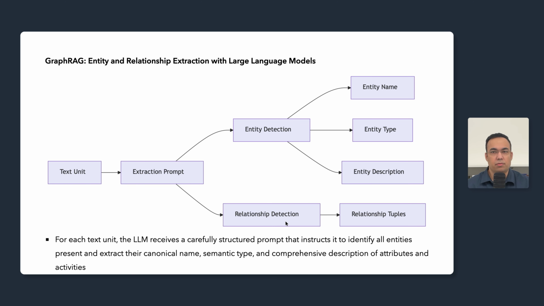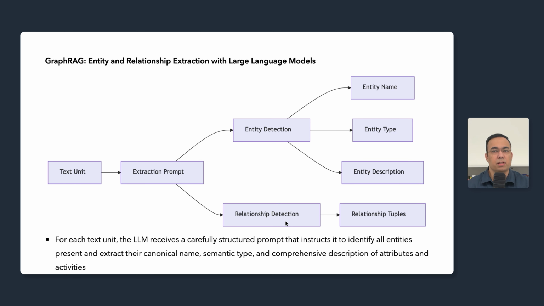Let's talk about how GraphRAG uses large language models to extract entities and relationships from your documents. For each text unit, the LLM receives a carefully structured prompt with specific instructions. The prompt asks the LLM to identify all entities present in the text and extract three pieces of information for each entity. First, the canonical name of the entity. Second, the semantic type, such as person, organization, location, event, or concept. Third, a comprehensive description of the entity's attributes and activities as mentioned in that text.